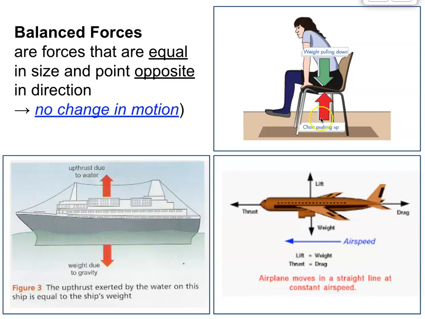So we can see here that there's actually a pair of forces acting in this scenario. There's the weight pulling down from the person, but there's actually a force exerted by the chair that is equal in size and opposite in direction to the force exerted by the person. So we have balanced forces in this example. The weight pulling down is equal in size and opposite in direction to the force of the chair pushing back up.